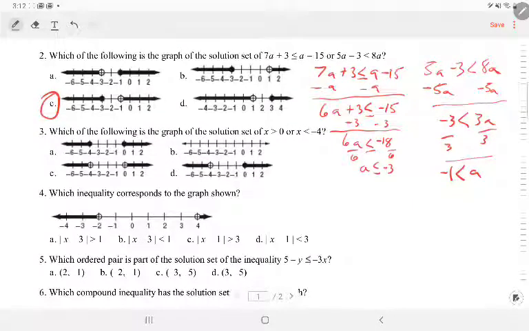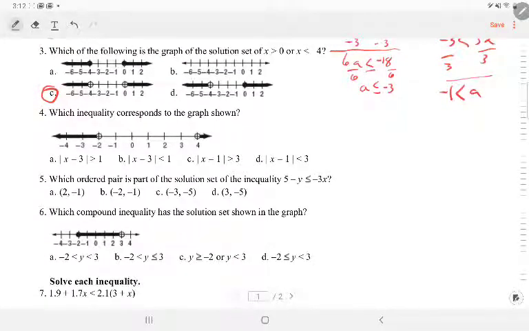Number 3, which of the following graph the solution set? So all I got to do is graph this. Where is x greater than 0? That would be C is the only one that fits that. And then the other side is x is less than -4. Again, C is the only one that fits both of those.